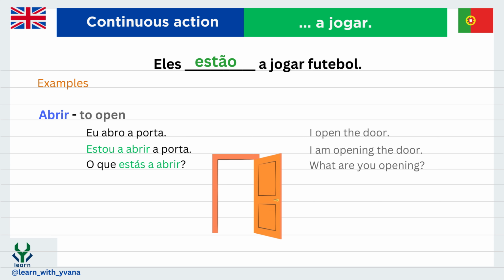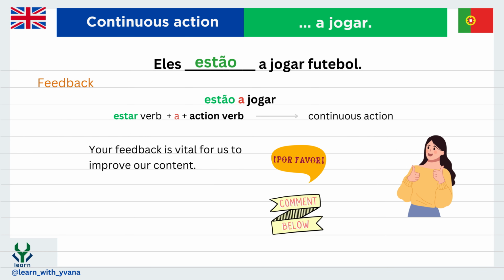Abrir, to open. This is an IR verb, right? Eu abro a porta. I open the door. Estou a abrir a porta. I am opening the door. O que estás a abrir? What are you opening? I hope you have a very good insight on expressing the current continuous activity.